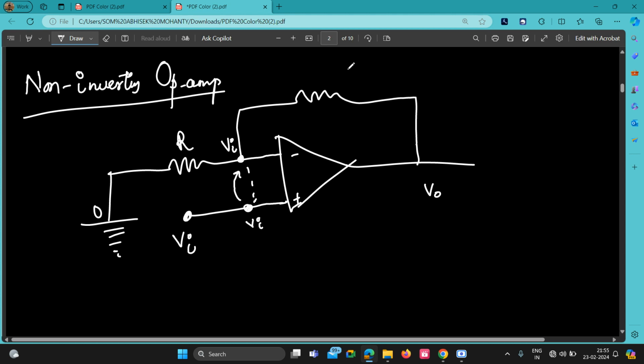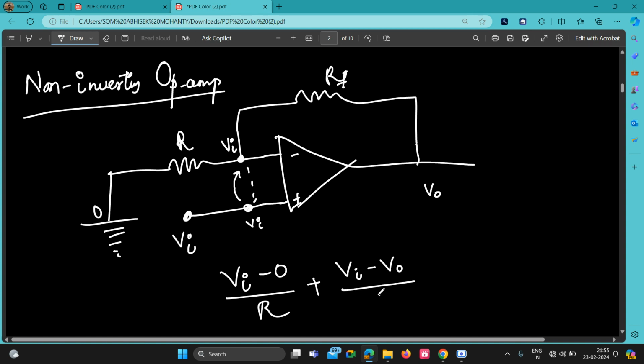Okay, this is R. This is again Rf. Feedback will always be connected to negative. Only then we'll be able to apply this concept. All right. Again, we'll start with it. See, Vi minus 0, we will always start here. Okay, Vi minus 0 by R plus Vi minus V naught by Rf.